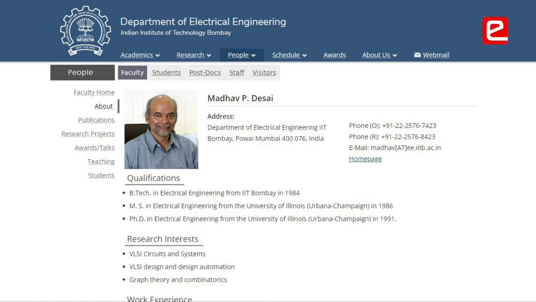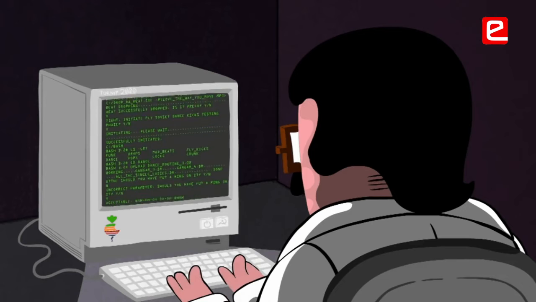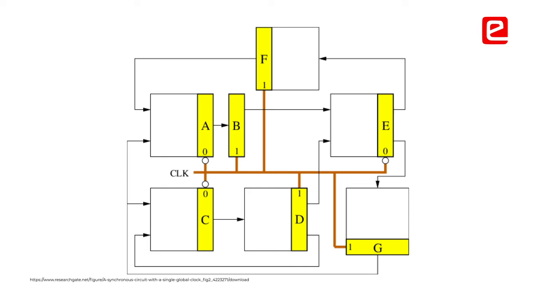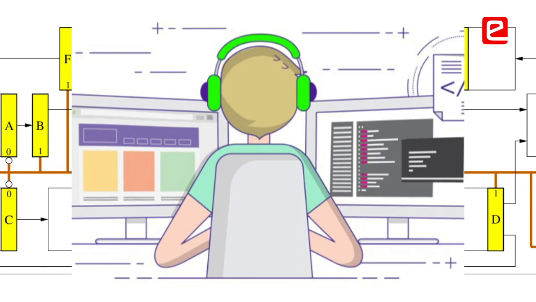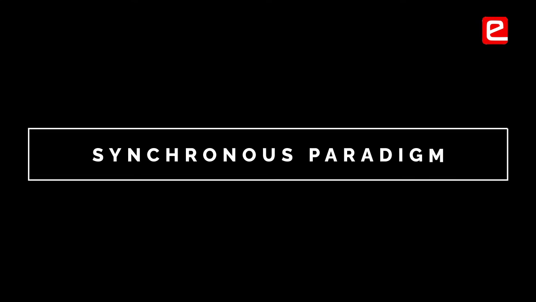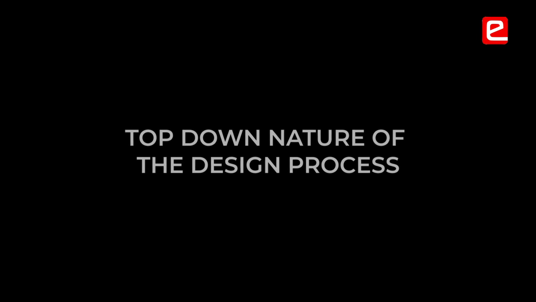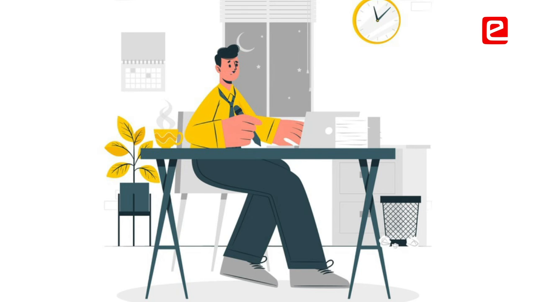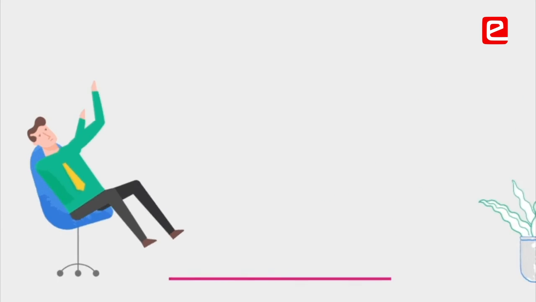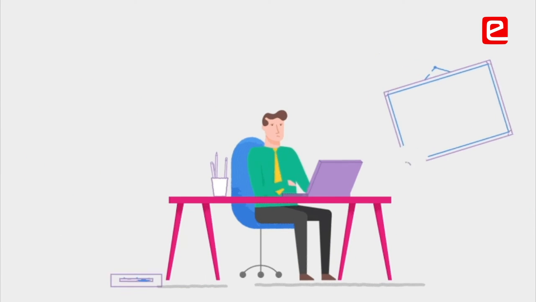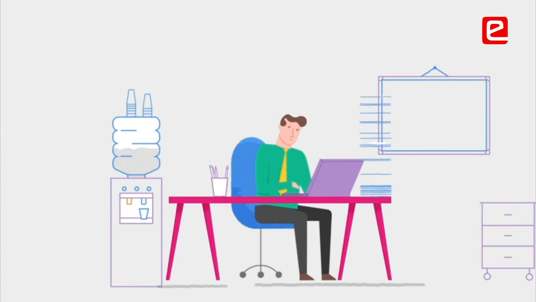The notion of a model. Most of them don't have a clear notion of what model they are using as the basis of their work. For example, if you are talking about a synchronous single clock model, Jugal had internalized that model. Let's call it a synchronous paradigm. And the second part was the planning, or top-down nature of the design process. Most people are not giving enough importance to that. And then of course, there are some basic things like how to write Verilog or VHDL, and what the synthesis tool does.